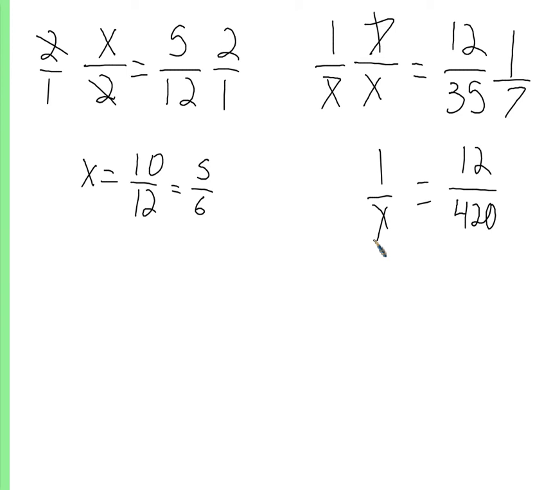Reciprocal. Reciprocal of what? Of 1 over x. So x over 1. Oh, multiply by x over 1? I like this idea. Can you simplify? Absolutely, yeah. What do we have on this side? 1. And what is 12 over 420 simplified?